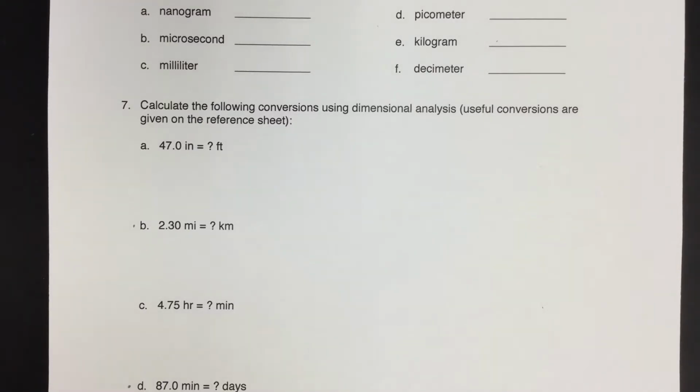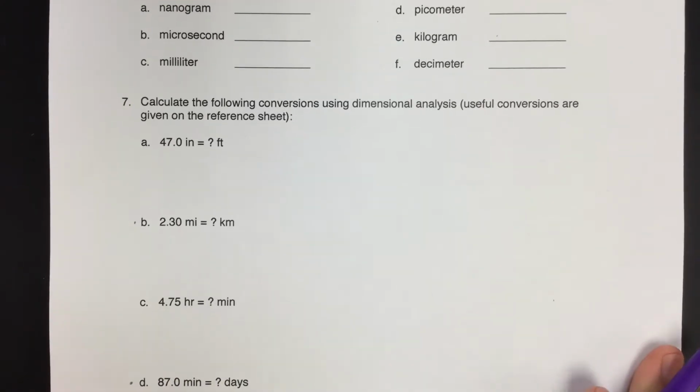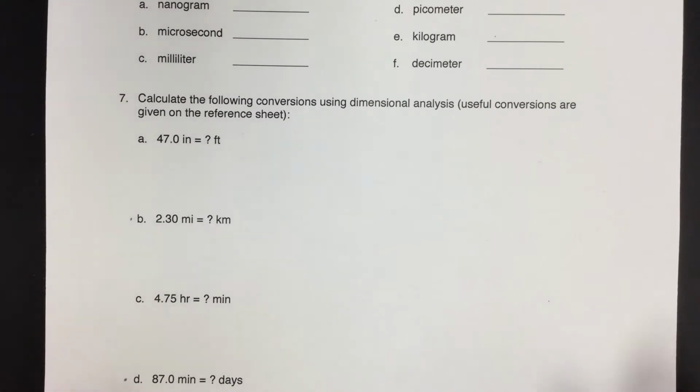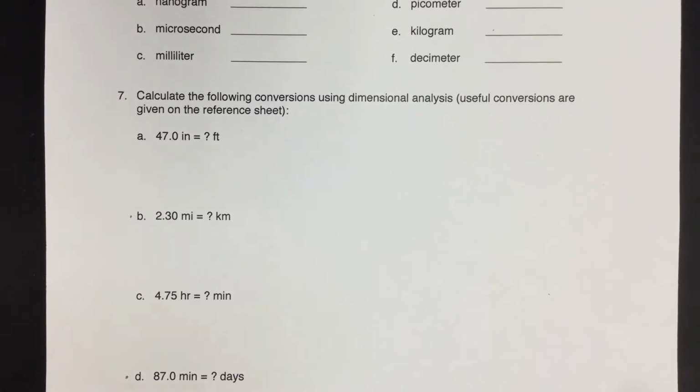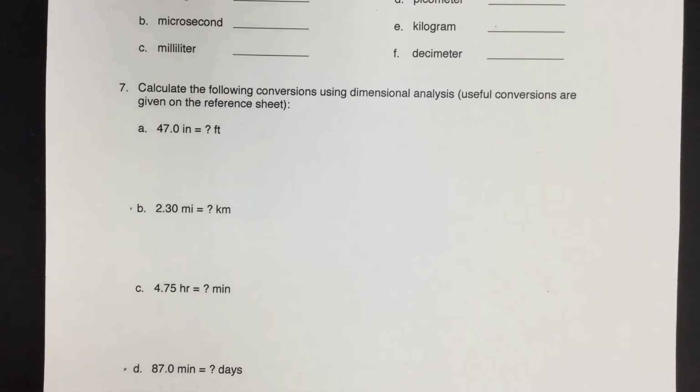Hello, in this video we're going to do some good old dimensional analysis. So this is from your math practice packet, number 7 to be exact. We'll do a couple of examples from this question. We're just using dimensional analysis to convert from one unit or one set of units to another.